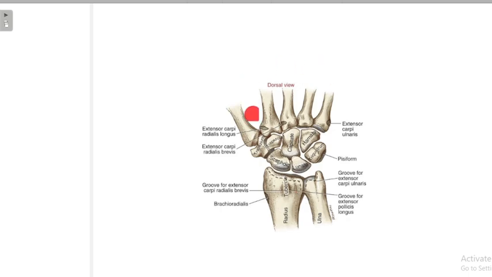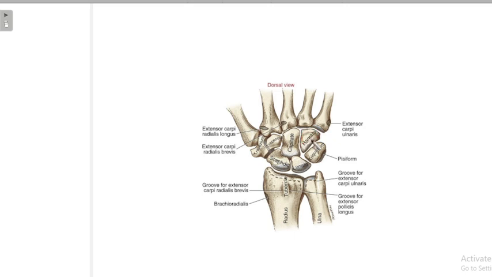So this is a dorsal view of hand and wrist where you will be able to appreciate radius, ulna and the carpal bones in the proximal row, scaphoid, lunate, triquetral and pisiform. In the distal row, trapezium, trapezoid, capitate and hamate.